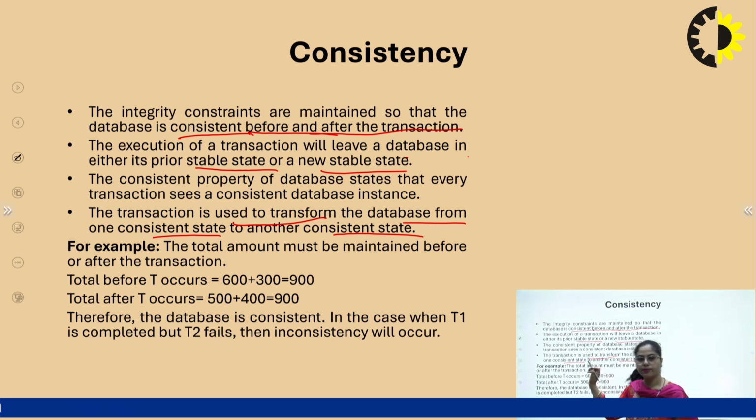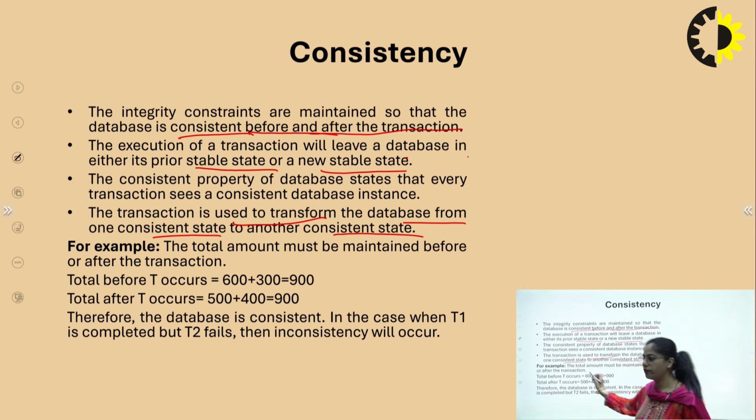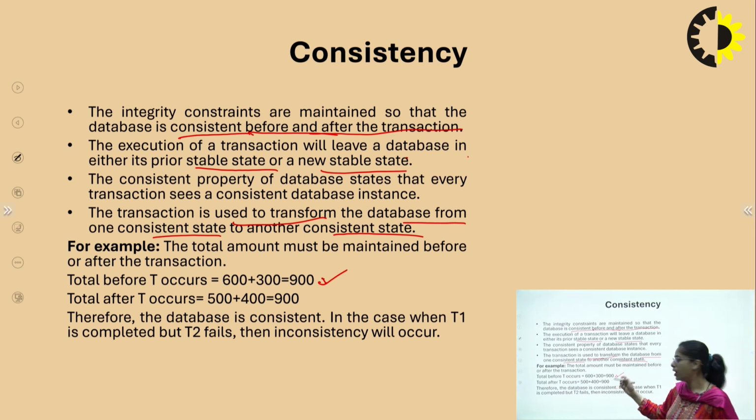For example, the total amount must be maintained before and after the transactions. Before performing the operations the value is 900, and after performing the operations, some transactions may be there, some money will be transferred from one account to a second account. So before the transaction the value of the data should be 900, and after the transaction the value of the data should be 900. If both values of the data are the same, that means the consistency property holds.